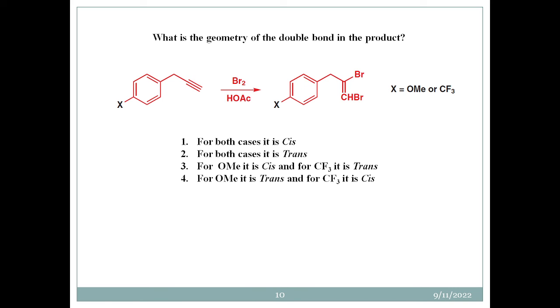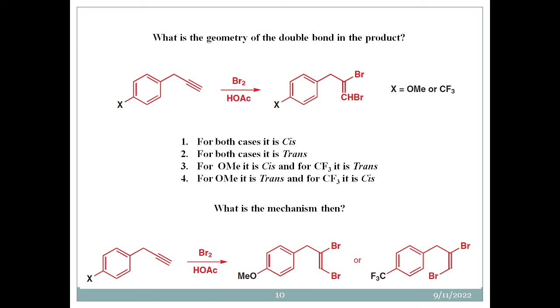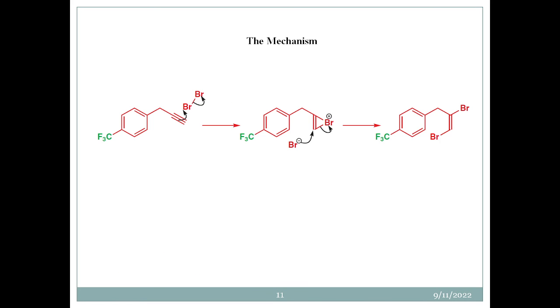Let's see. I have already shown the mechanism here. This example is very interesting. I liked it, and anyone will like it. This is a very good example. So, what is the mechanism then? So this is the situation. OMe is cis, and with CF3 it is trans, which is correct. Nice. And if you see the mechanism, it is another interesting aspect.